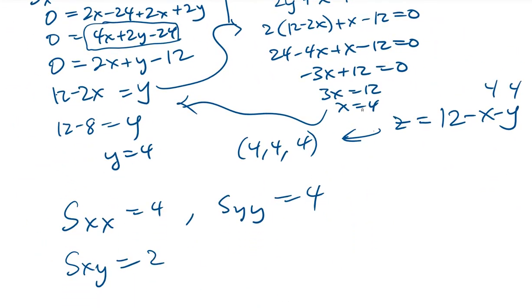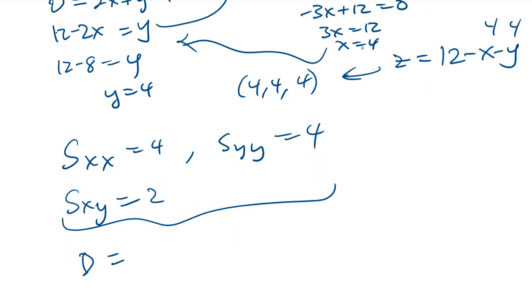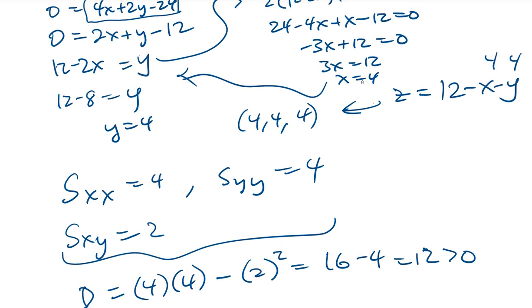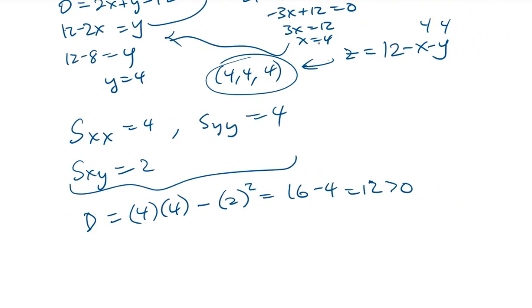So 2. So out of all this, D would be 4 times 4 minus 2 squared, which would be 16 minus 4, which is 12. It's greater than 0, so I know that regardless, (4, 4, 4) is going to be a local max or min. Once again, if any of these had an x or a y in them, you would just plug in 4 for x and 4 for y. All right, but we didn't get that, so we have that.